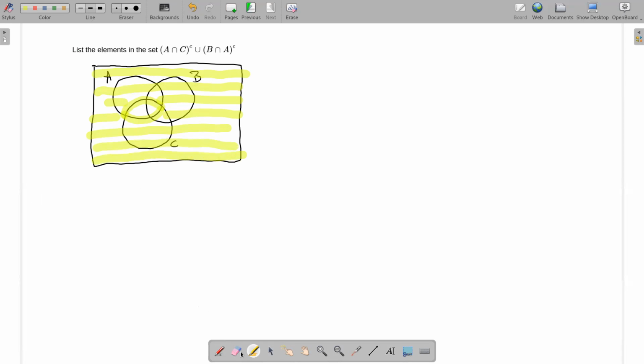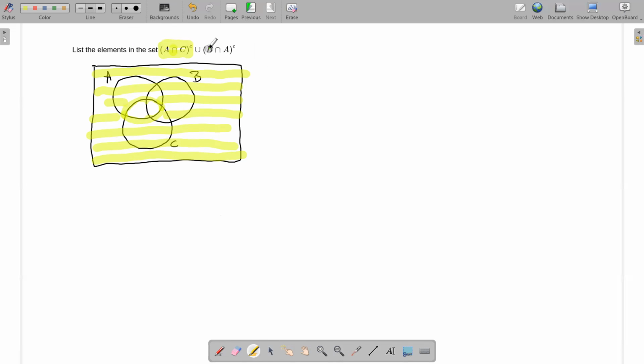And I'm just going to use my eraser to clean this up a little by erasing a little of that in here, because that is not part of it. Okay, so I just attempted to highlight. Let's get back to the highlight. A intersects C complement. So I found the intersection, and then I looked outside of that. And so that's that yellow striped region. Everything outside of that crescent right there.